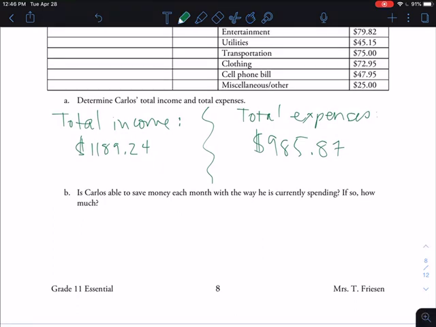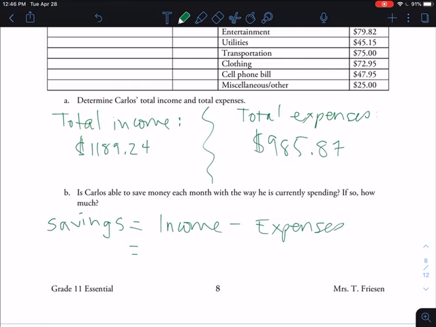All right, so we are looking here at whether Carlos is able to save money each month with the way he's currently spending, and if so, how much. We figure out savings by taking the income and subtracting the expenses. For some of you, that's going to make sense right away. If you're not totally sure why that works, your income is the money that you get from your job usually, and the expenses are everything you spend. So if you take the money you earned and subtract how much you spent, that's how much is left over for you to save. So that's what we're looking at here.